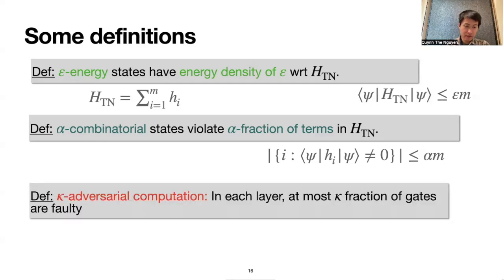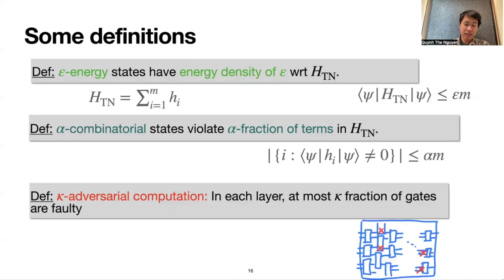The third definition is about computation. A kappa adversarial computation is a computation in which, in each layer of the circuit, at most a kappa fraction of gates are faulty.